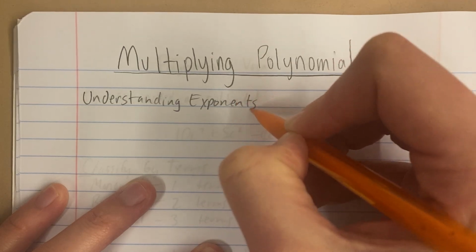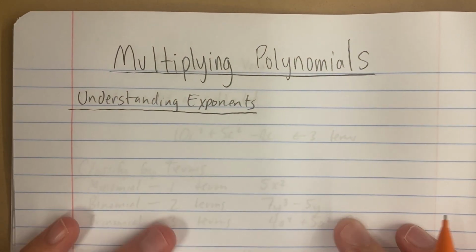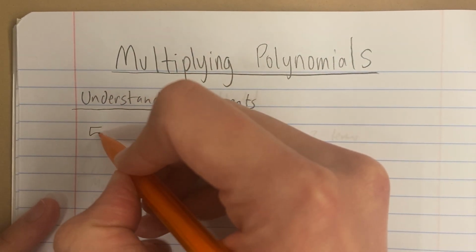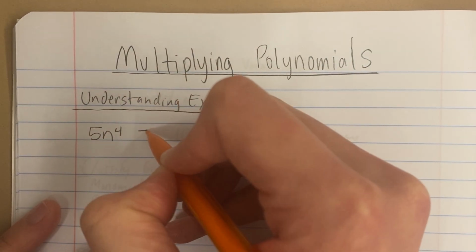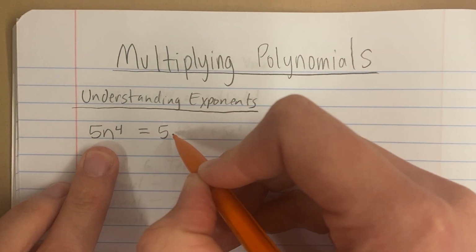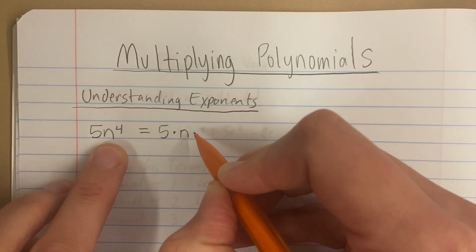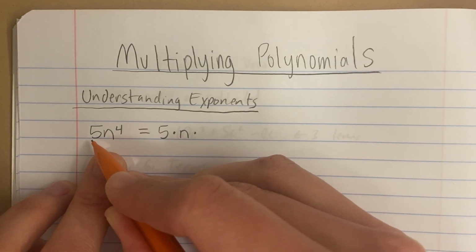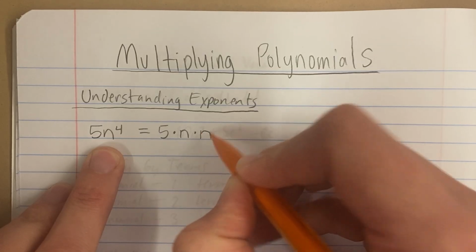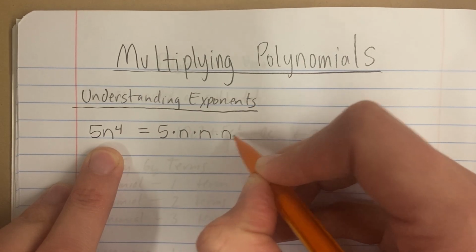And what they mean. This is hopefully a review, but it's okay if it's not. So if I see something like 5n to the fourth, what does this mean? This means the number n is being multiplied 4 times. Is the 5 being multiplied 4 times? No, just the number n. See how this 4 is attached to the n? It only applies to the n.